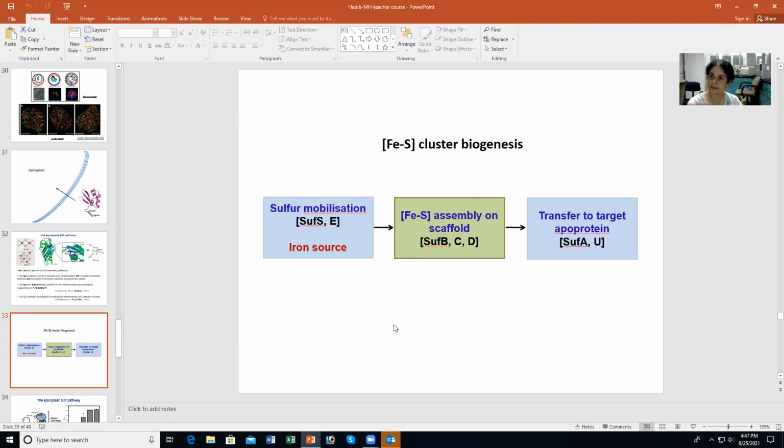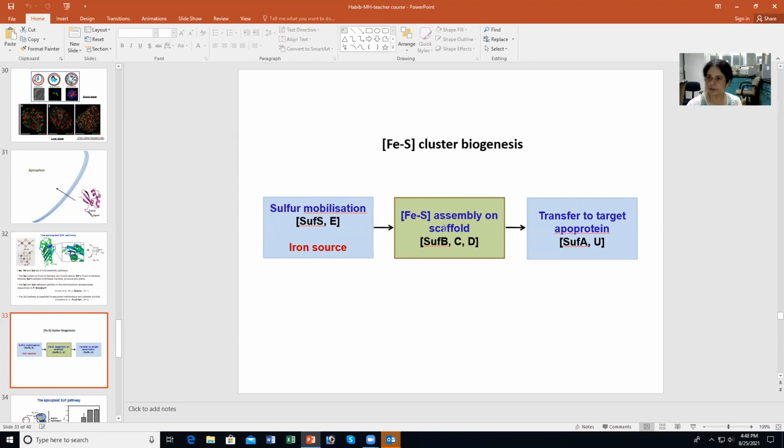But to assemble these clusters, you have to have a whole pathway. What is the pathway? If you take the ISC pathway or the SUF pathway or the NIF pathway, there are some commonalities. The first commonality is that you require something for mobilization of sulfur from cysteine. Cysteine is a source of sulfur. You need an enzyme, a cysteine desulfurase, to mobilize sulfur from cysteine. And you also need a source of iron. Once the sulfur is mobilized from cysteine, you have to assemble the iron and the sulfur on a scaffold.